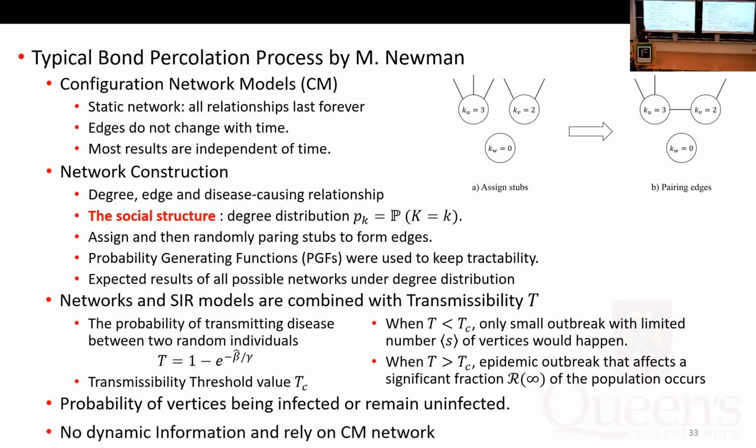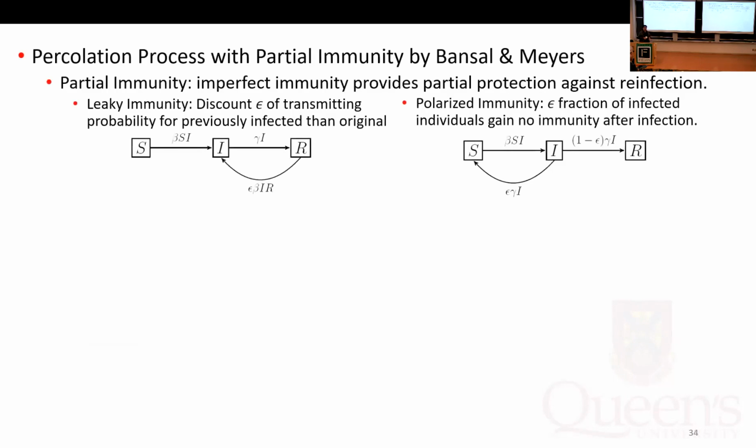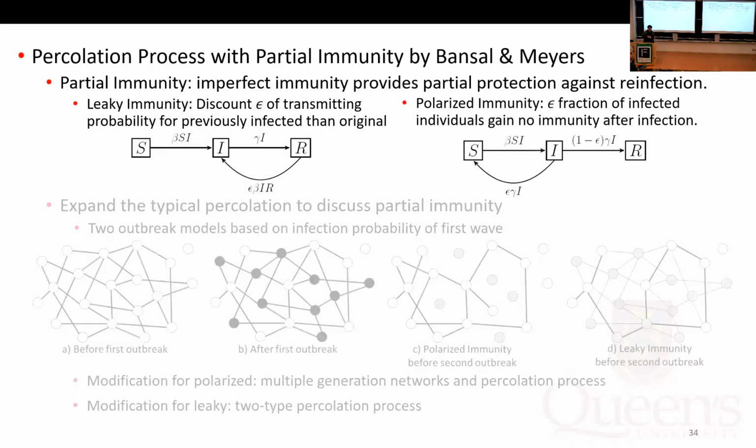But one of the flaws of the typical version is that there's no dynamic information, and it only relies on the CM networks. So one extension of the typical percolation process is a modification to deal with partial immunity. There are two types of partial immunity here, the leaky type and the polarized type. They have different characteristics when you apply them to the networks.